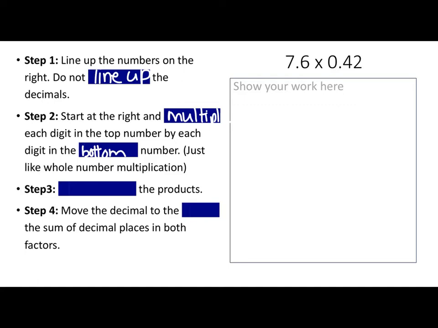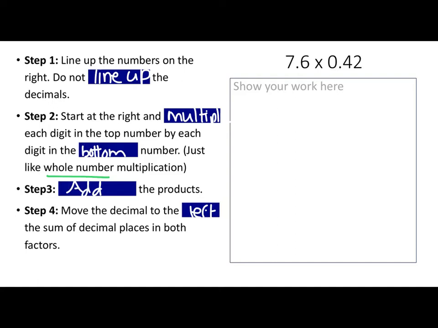So just like you've always done, you are going to multiply and then you are going to add the products, just like regular multiplication. Then you're going to move the decimal to the left the sum of the decimal places in both factors. So I'll show you that in a second, but you are going to count how many places are behind the decimal and then move it that number of times to the left.